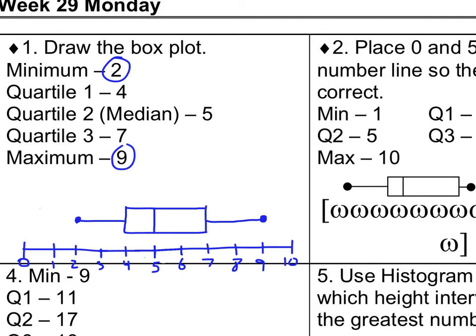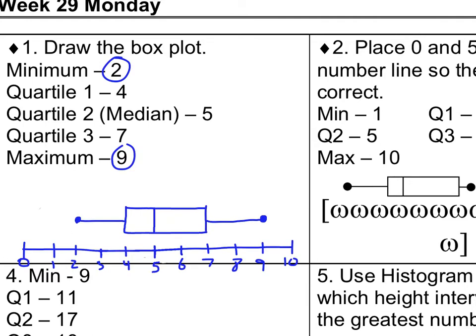So the number line's based off of including all the numbers. You look at your minimum and your maximum, and then you try and find a nice rounded number before and after. And then you throw in your minimum, maximum dots, put in your quartiles, box your quartiles, then draw the line to your minimum and maximum.